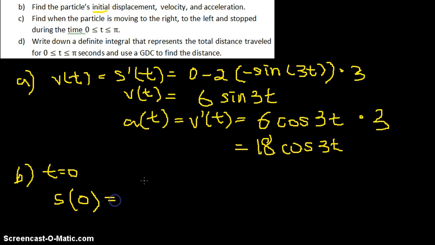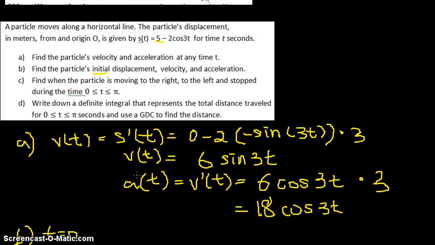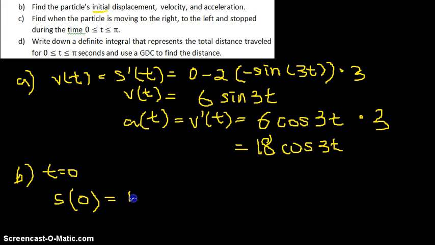gives us 5 minus 2 cosine of 3 times 0. Okay, bear with me, I'm doing this with the mouse. 3 times 0. So cosine of 0 gives me 1. So 5 minus 2 gives me 3.